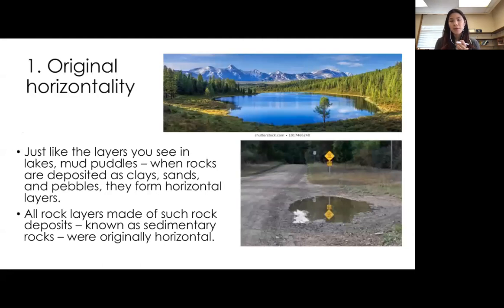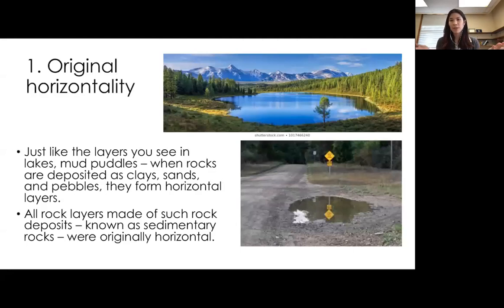And there's three main principles that Steno originally came up with, and they're fairly intuitive, but they help us understand a lot about the rocks we look at. So the first one is the principle of original horizontality. And this basically says that all layers of rock are originally deposited in a flat plane, right? And this kind of makes sense.